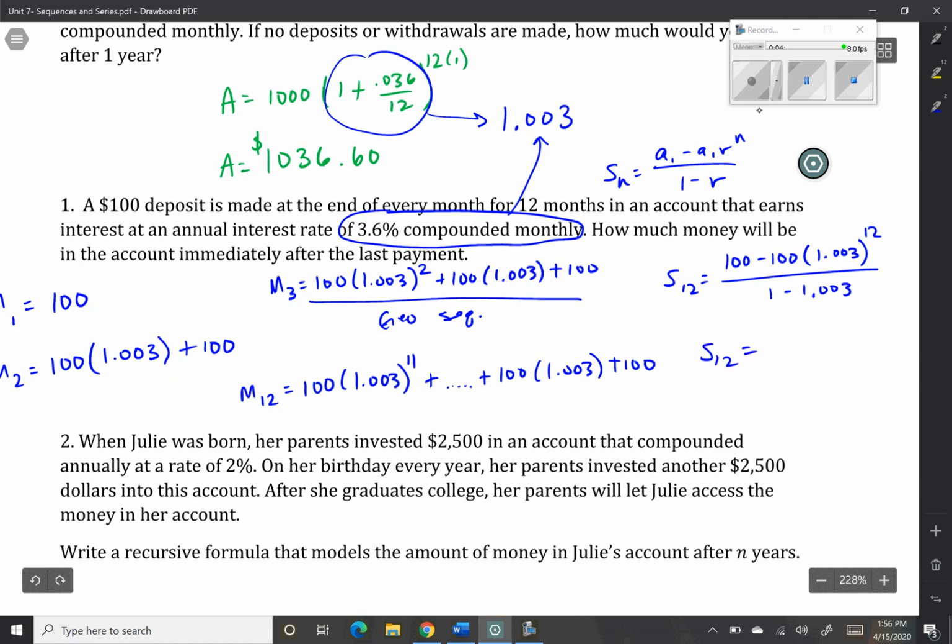Now I just have to type that into my calculator. So when typing that into the calculator, if you have the alpha y equals fraction button, use it, right? It's your friend. So if I type that into my calculator, 100 minus 100 times 1.003 to the 12th power, all divided by 1 minus 1.003, I get $1,219.99, so we have to round that. So we have $1,220 if you round that to the nearest cent.